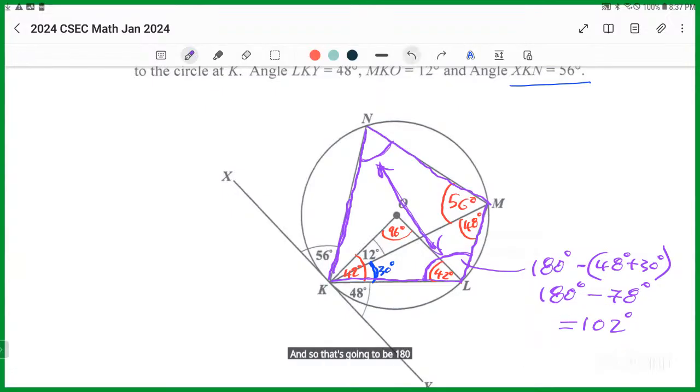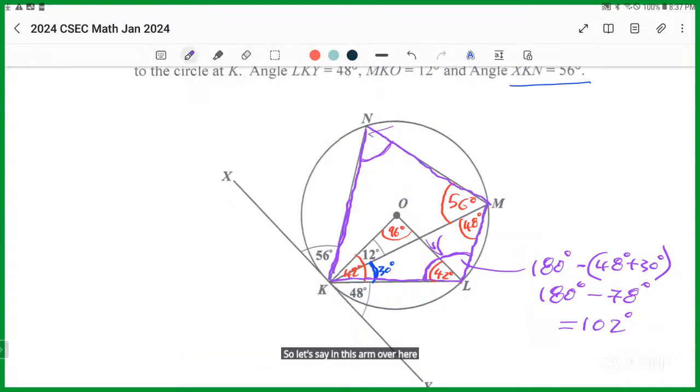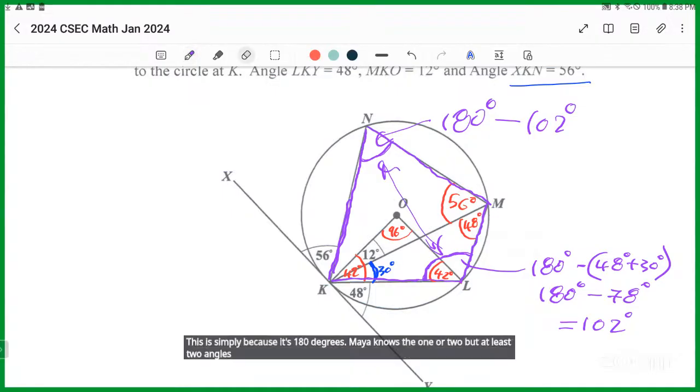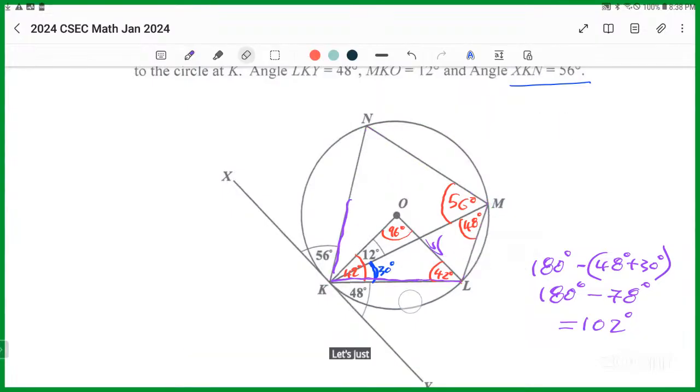Let me show you another reason why that is 78. So we're saying this angle over here is 78, right? This angle is 78 because it's 180 degrees minus the 102, because these two angles are opposite angles in a cyclic quadrilateral. But I'm going to show you another nice way why it is 78. Watch this now.